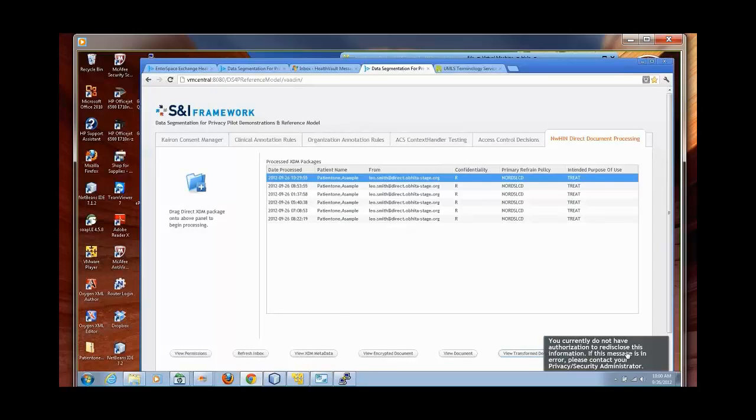This ends our demonstration of data segmentation for privacy, share partial.